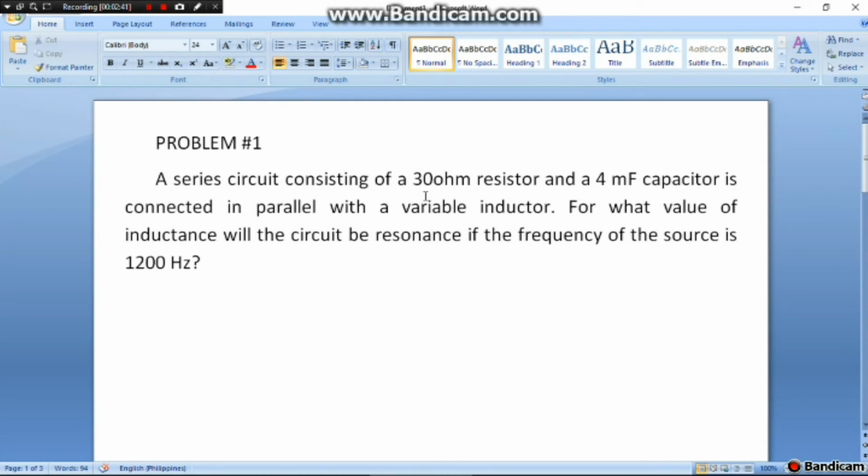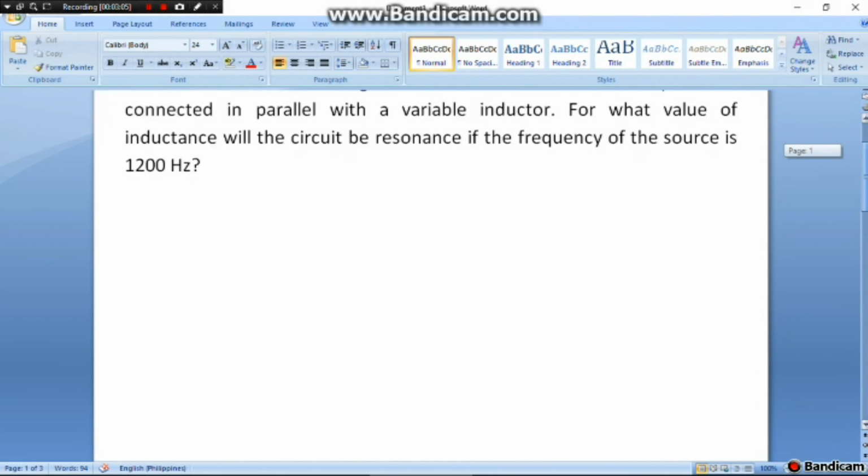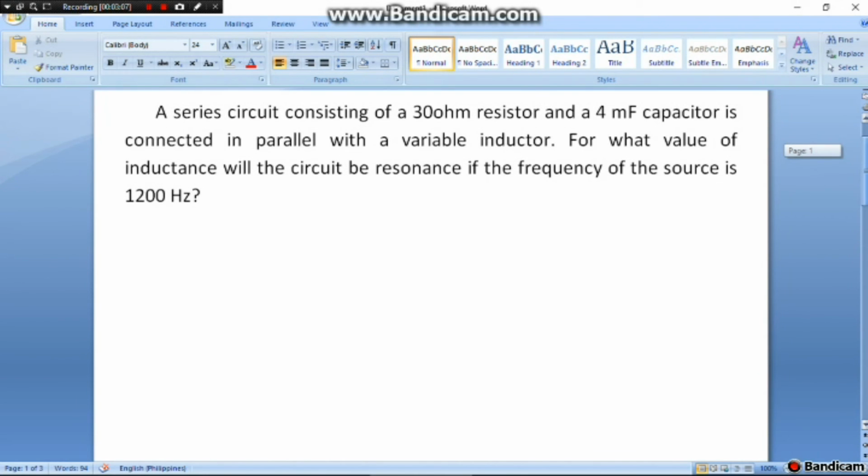A series circuit consisting of a 30 ohm resistor and a 4 millifarad capacitor is connected in parallel with a variable inductor. For what value of inductance will the circuit be resonant if the frequency of the source is 1200 Hz? So we'll go on to our solution.